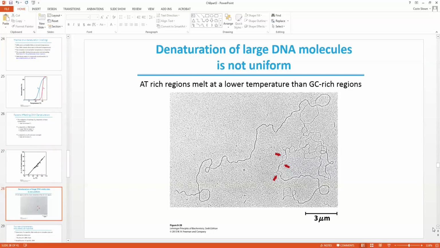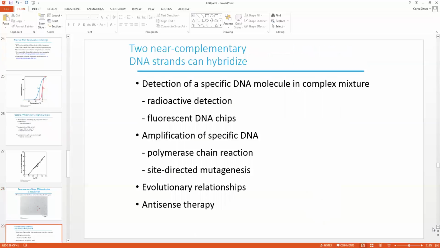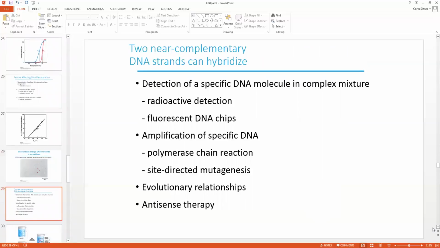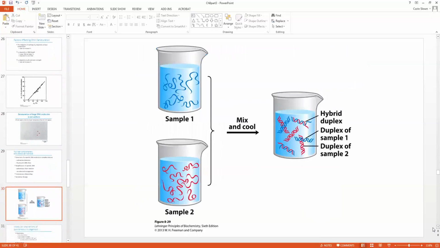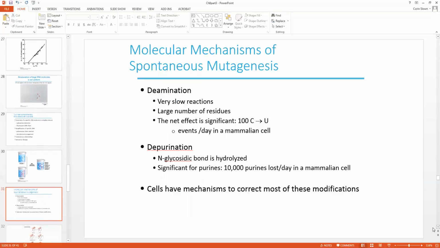If I look at the denaturation of large DNA molecules, it's not going to be uniform. So AT-rich regions have a lower melt temperature than GC-rich regions. If I wanted to detect specific DNA molecules in a complex mixture, I could use radioactive detection, fluorescent DNA chips. I could also amplify specific DNA and look at the PCR, or site-directed mutagenesis, and I would be able to study the evolutionary relationships for the antisense therapy. So let's say I had 2 samples, I could mix and cool them. I would see a hybrid sample, a duplex of sample 1, and a duplex of sample 2.